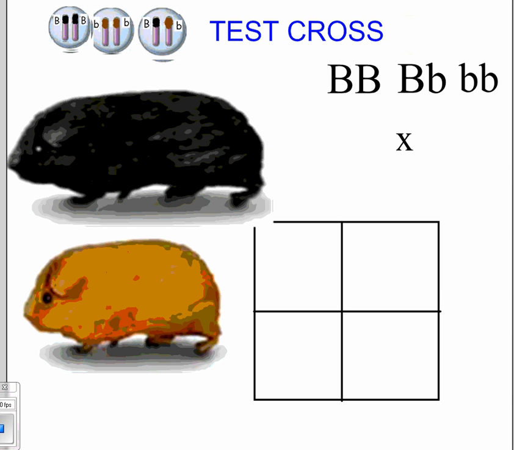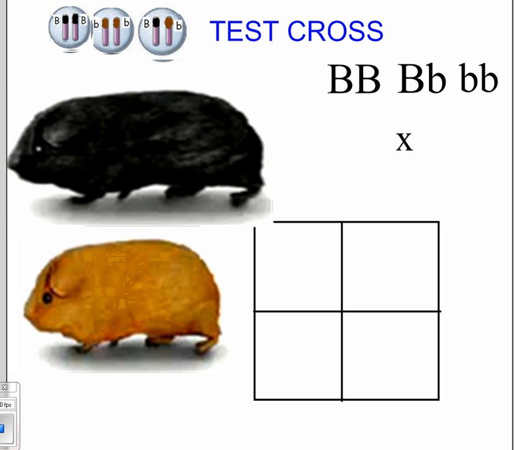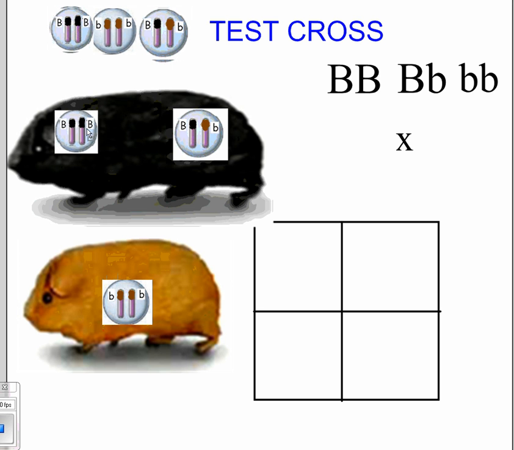Now, big guinea pig. How do we know, just by looking, what the genotype of this one is? Can we know what the genotype of this one is? Why? There's only one way, that's right. It is always going to be homozygous recessive, because the only time it's homozygous recessive, it's always going to be brown in this case. But we don't know what this one is just by looking at it, because it can either be that or it can be that.